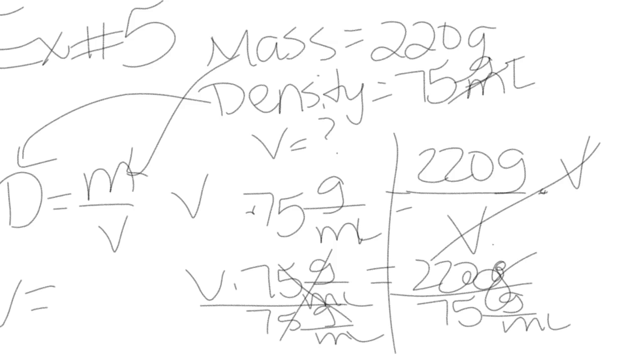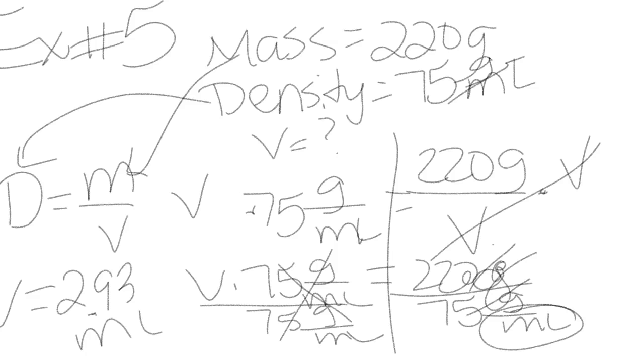I'm going to come over here because I'm out of space. V is equal to, if you take 220 divided by 75, that gives you 2.933333, which would just give me 2.93. And the grams cancel out, so I'm left with milliliters. Okay? Now, you've got to know how to do this by the end of the year. Well, you've got to know how to do this pretty quickly, because you'll have flippage problems on this Friday's quiz.